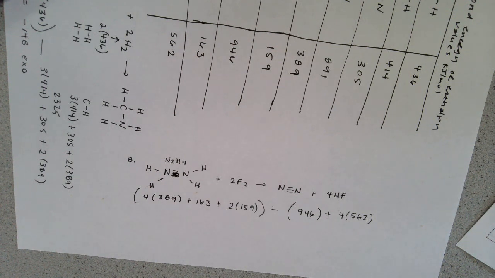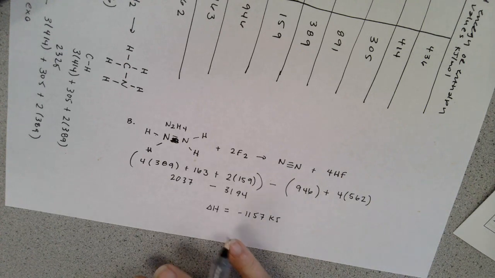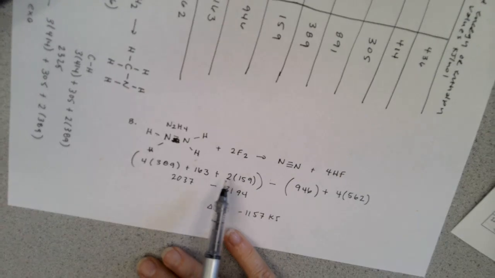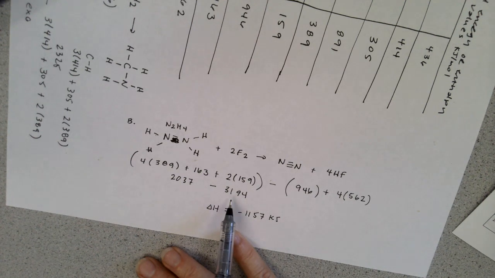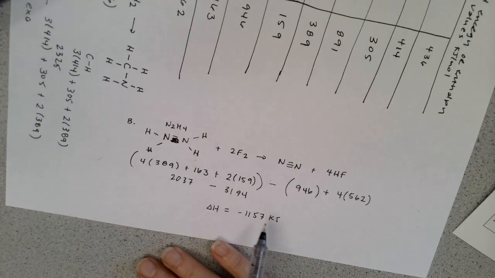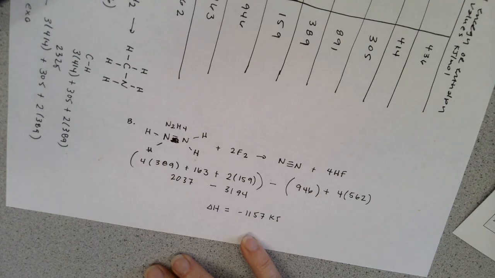I'm going to pause it so I can calculate it. Okay, now you can see what I ended up getting. I highly recommend doing the sides, like figuring out what this side is, which I got is 2037, and doing this side, which is 3194, and then subtracting, because it's easy to make a mistake if you plug the whole thing in. And you can see again, it's definitely exothermic.